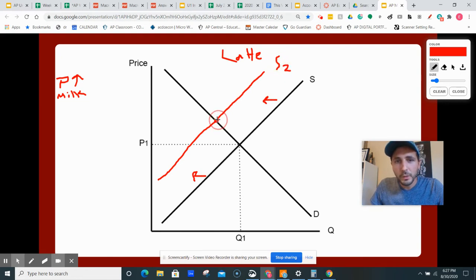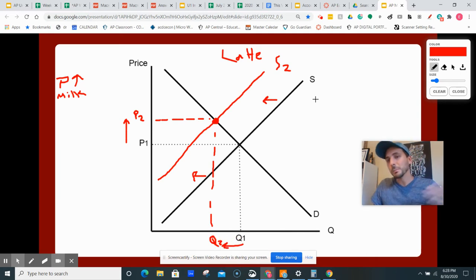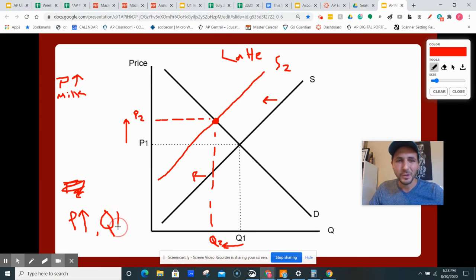We have a new equilibrium where it intersects the demand curve. We dash over. What's happened to our prices? Prices have gone up. We dash down. What's happened to our quantity? Well, quantity has gone down. Got it? So when supply shifts left, there's fewer in circulation, it bids up the price, but also fewer are going to be bought and sold. So price rises and quantity falls when supply shifts to the left in this market.